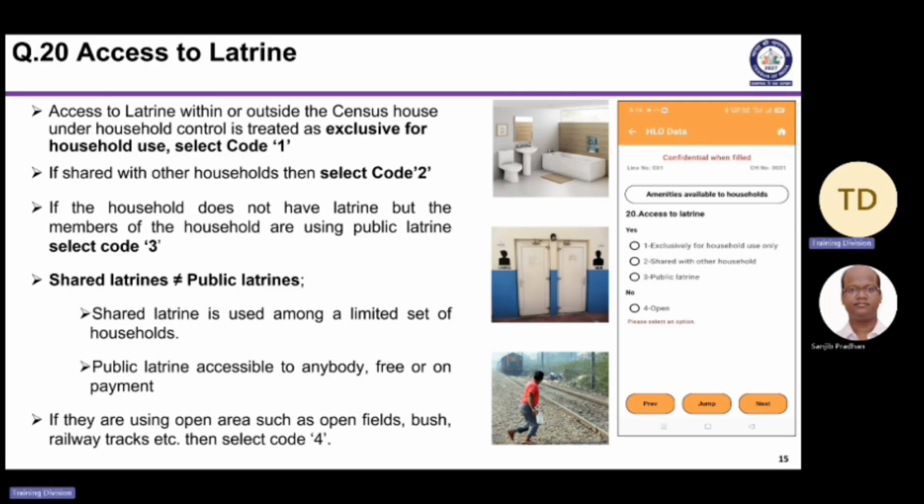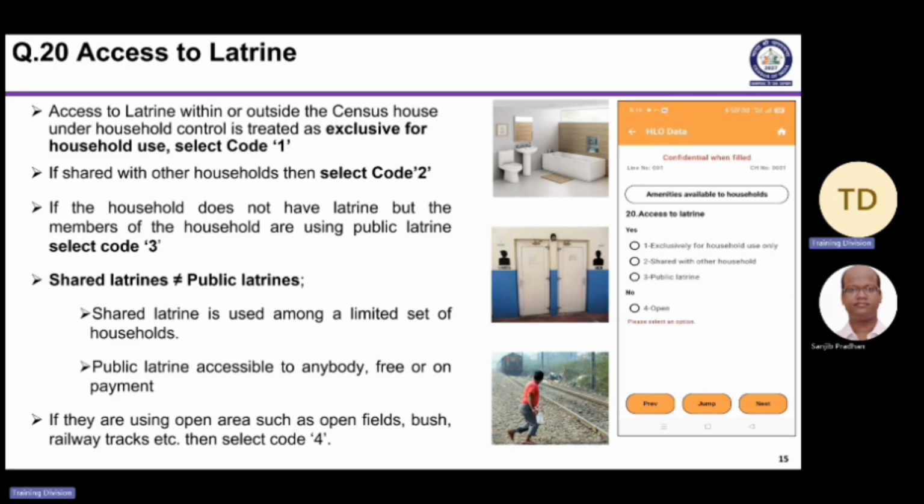Okay, access to latrine. If a household has access exclusively for that particular household, the code will be 1. That house has a latrine for their exclusive use, then code 1. Code 2 is if a household has a shared latrine, that means a latrine shared with 2 houses or a few or more houses. It is being shared, code 2. Third, if a household does not have a latrine, but the members are using a public latrine, code 3.